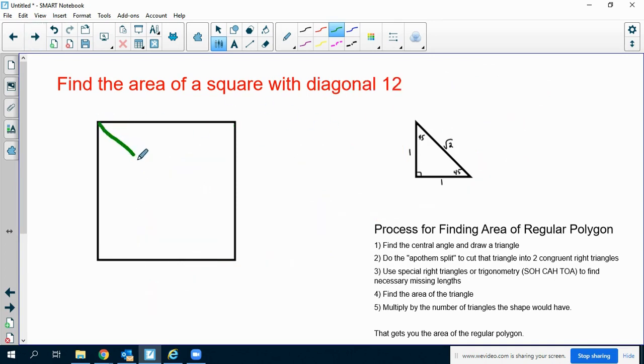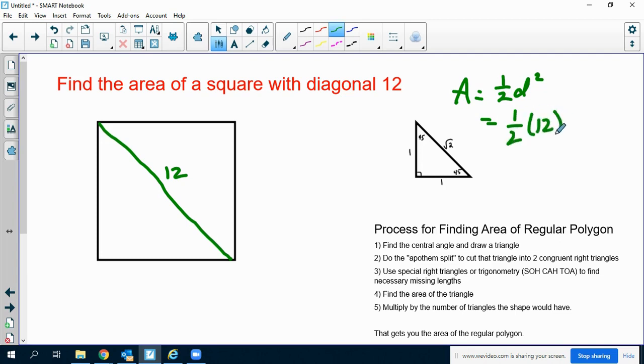Now let's find the area of a square given diagonal 12. If the diagonal is 12, I would just use the rhombus formula, 1/2 times diagonal 1, diagonal 2. Since they're both 12, it's 1/2 times 12 squared. So that's going to be 72 units squared. Done. But let's say I forget that.